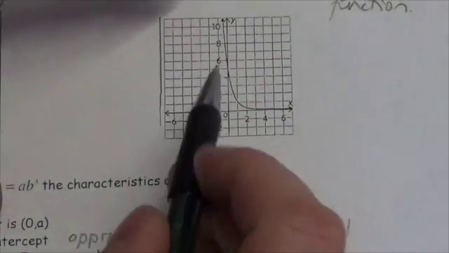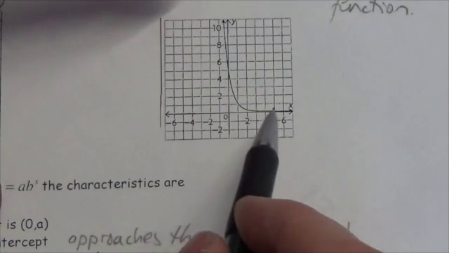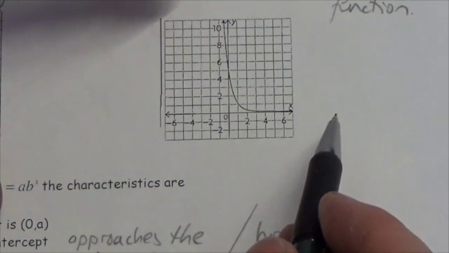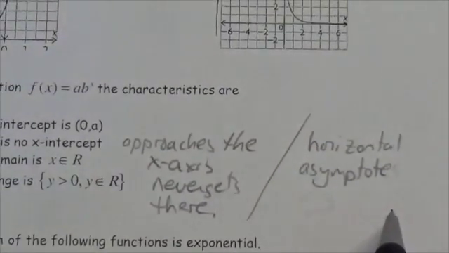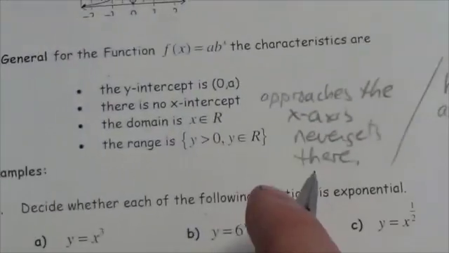So for example, up here, as you go to the right, this graph approaches the x-axis. It never actually gets there. It just gets closer and closer and closer to it. We call that a horizontal asymptote when it's a horizontal line there.